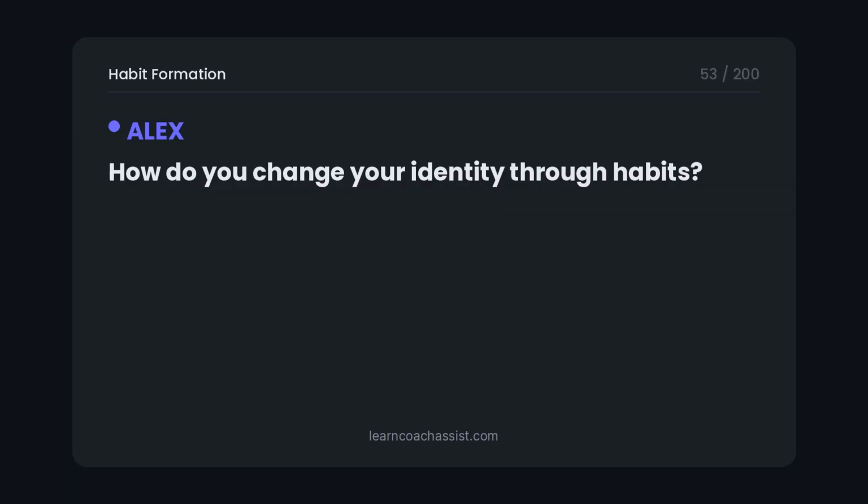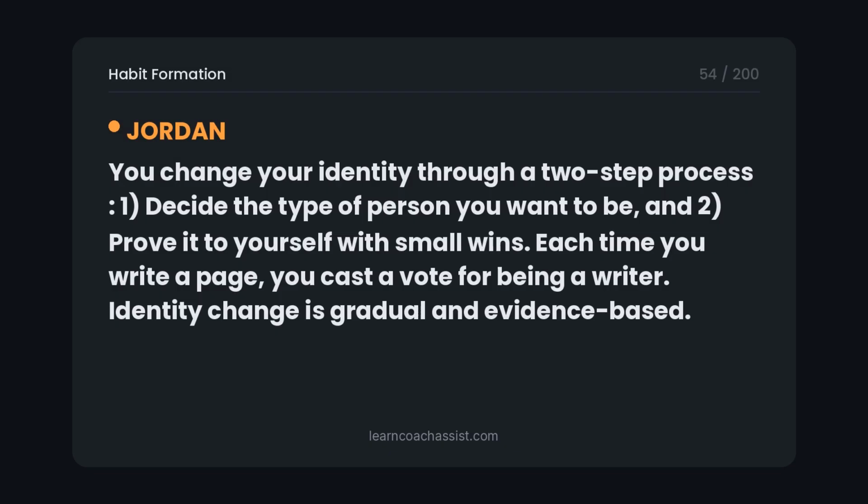How do you change your identity through habits? You change your identity through a two-step process: 1. Decide the type of person you want to be, and 2. Prove it to yourself with small wins. Each time you write a page, you cast a vote for being a writer. Identity change is gradual and evidence-based.